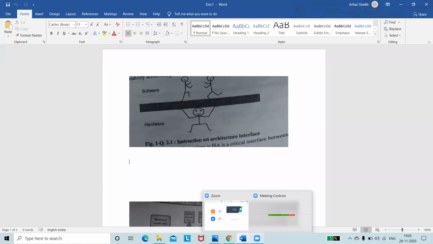Okay, so today we're going to see instruction set architecture. Basically, this instruction set architecture comes in your second unit. So what is instruction set architecture? Basically, in simple words, the instruction set of a computer specifies the primitives, commands, or machine instructions that a programmer can use for programming the machine.